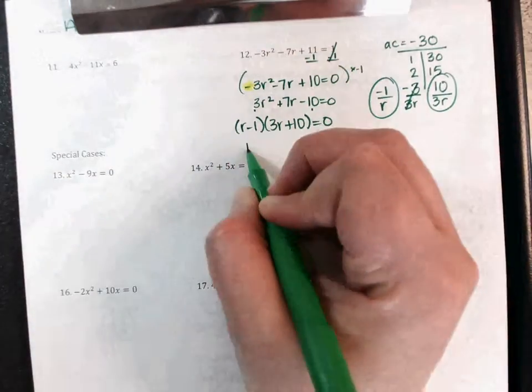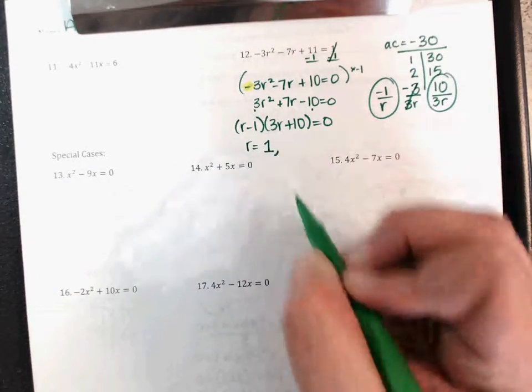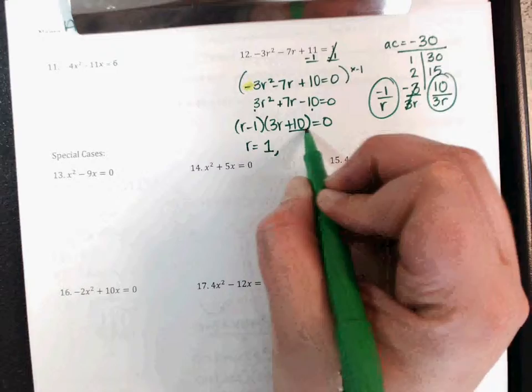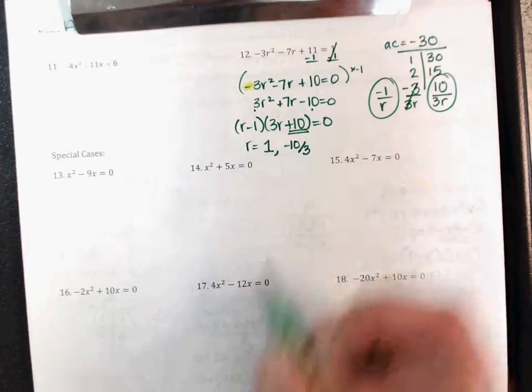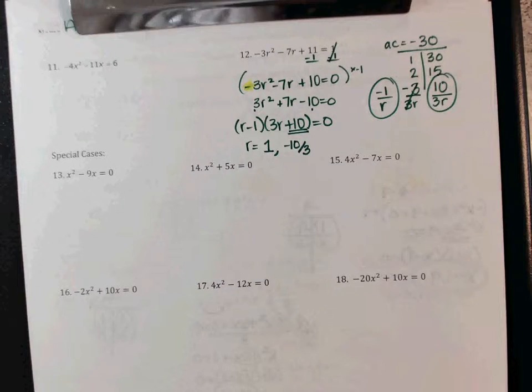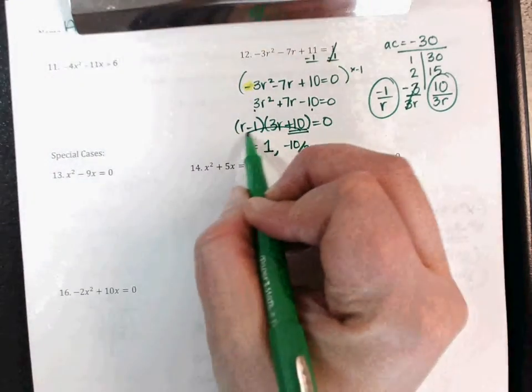Yep, so I take my negative 1, I turn it to a positive 1. And then I take my positive 10, I turn it to a negative 10 over 3. Because remember, whatever's up there with r, it has to end up going back down to the bottom. Good? Okay, those are all your T-charts.